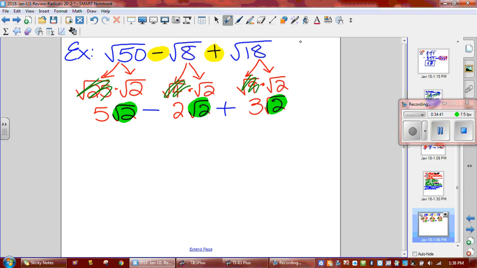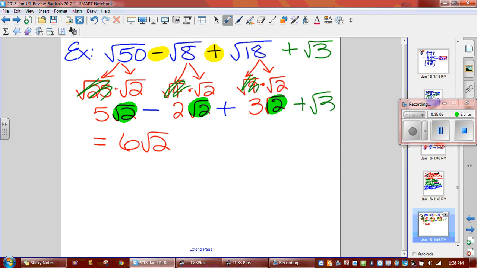Now we're going to pretend for a moment that at the end of this question we had a plus root 3. Could I add the plus root 3 to my root 2? No, because they have different radicands. So this plus root 3 is just going to stick on the end. It would become part of the answer, but you couldn't add it to the other guy because they don't match. Any questions so far?